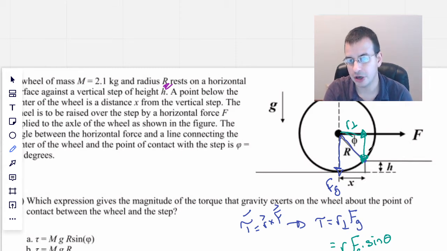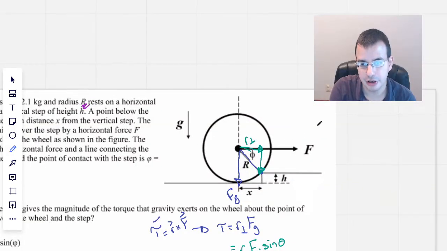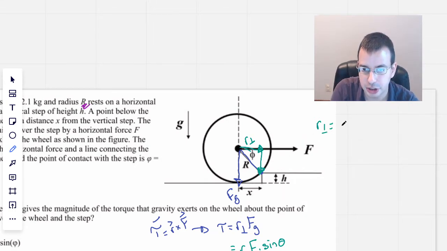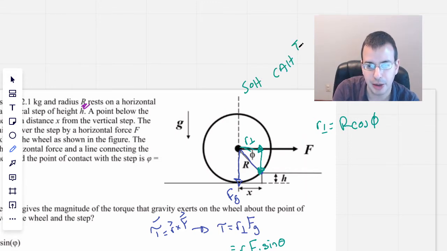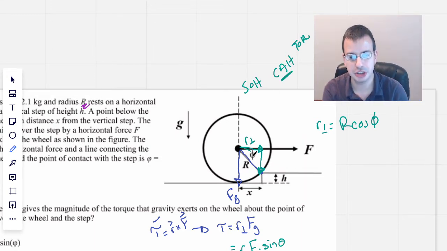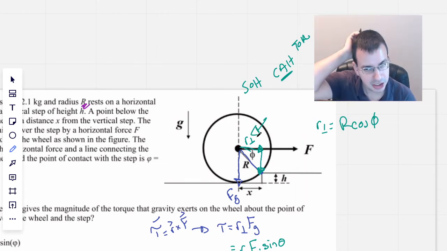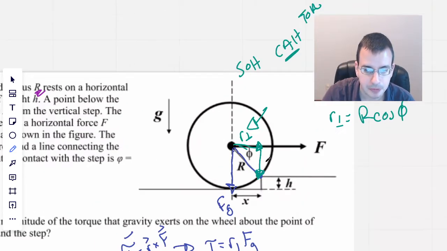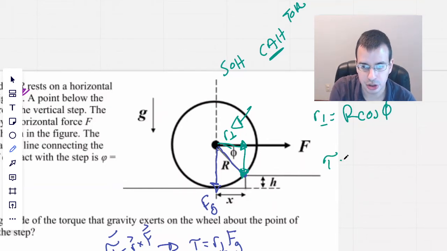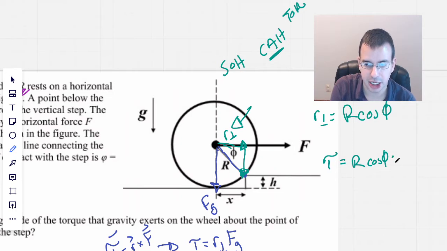So if we look at this r perpendicular, it's going to be the cosine, so r perpendicular equals r cosine of phi, because of SOHCAHTOA. I know you guys probably totally understand this and don't need me to go over the trig. Cosine is adjacent over hypotenuse, so the adjacent is going to be r cosine phi. And so the torque between the wheel and the step will be r cosine phi times the force of gravity.